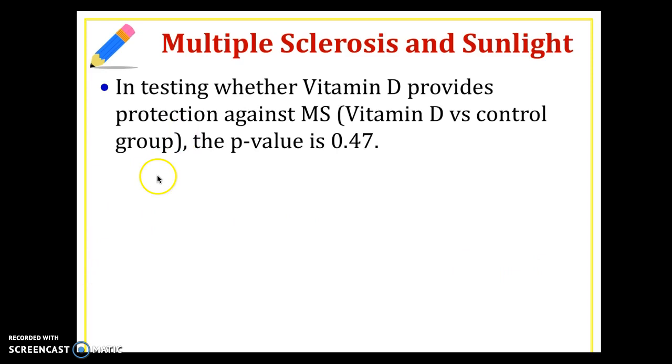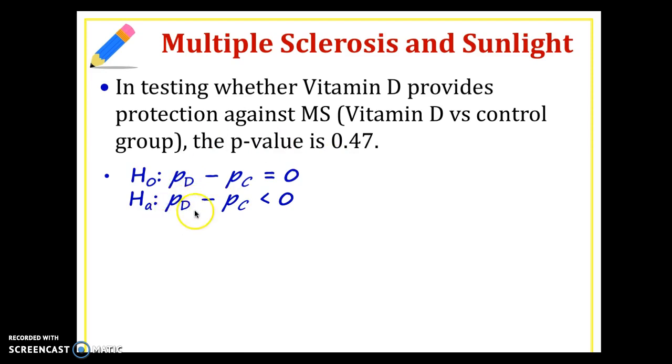All right, so we're going to look at the second test of whether vitamin D provides protection against MS. So here we have a null hypothesis: the proportion of the vitamin D group minus the proportion of the control group that get MS is 0. So we assume no difference in the proportion that get MS in the two mice groups. And same as before, the alternative is that the proportion of the experimental group, the vitamin D group, is less than the proportion of the control group. And if you want to see that, just add p sub C to both sides of this inequality.